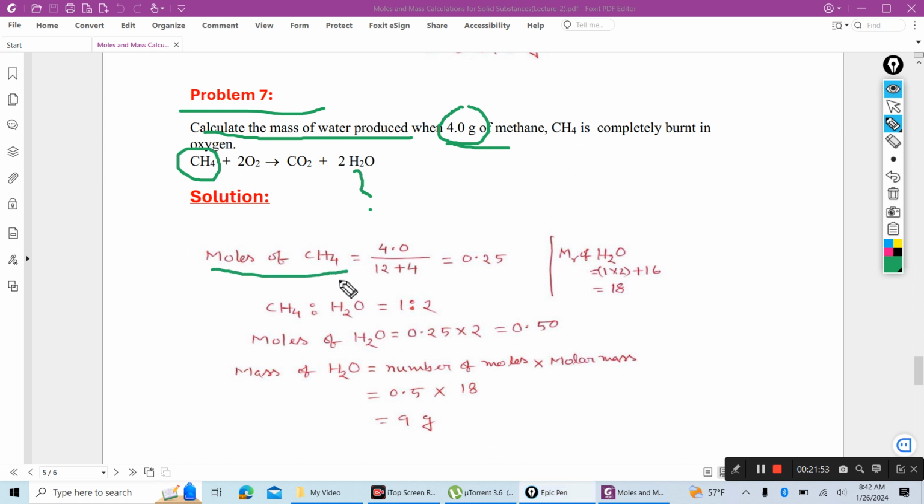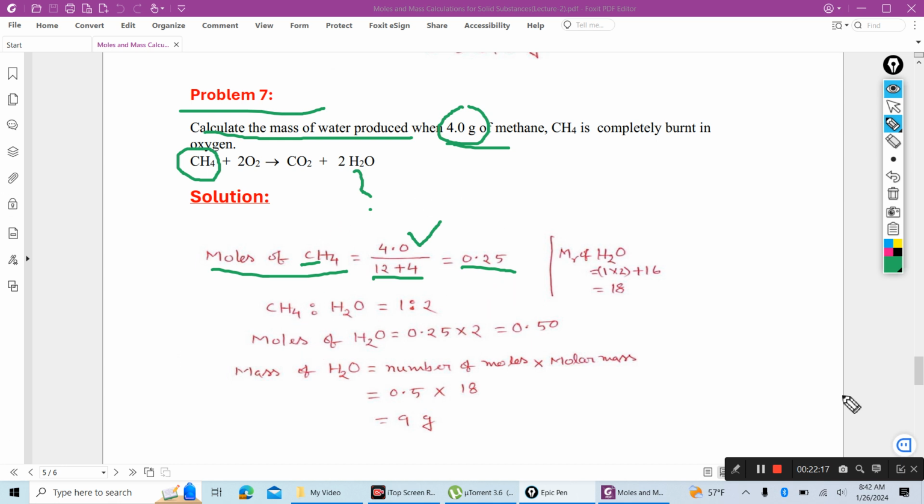Moles of methane, mass of methane divided by molar mass. Carbon 12, hydrogen 4, we get 0.25 mole.